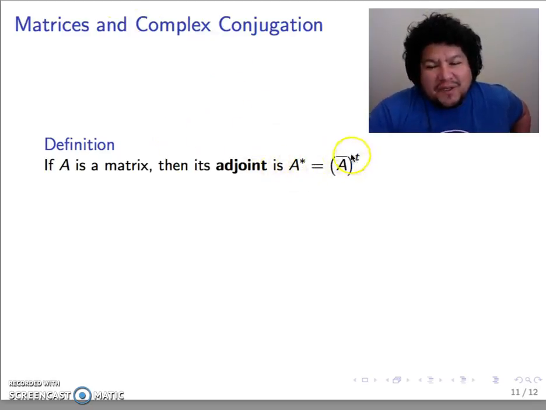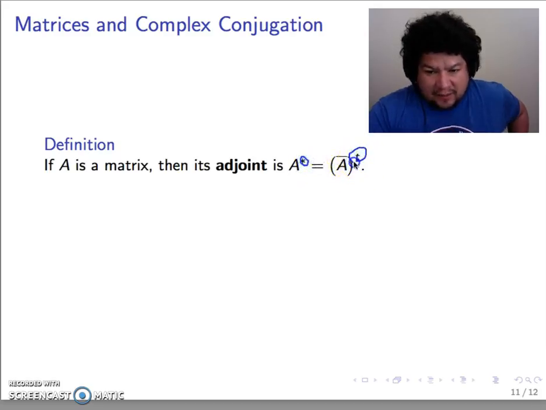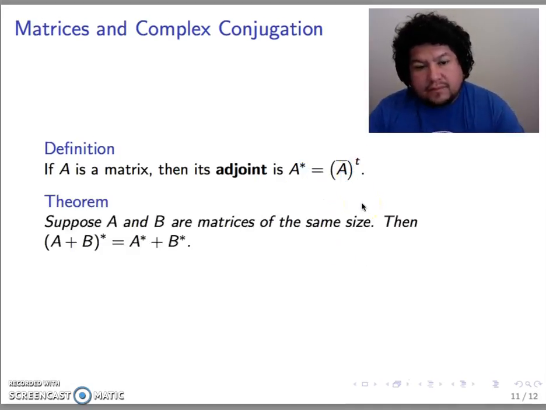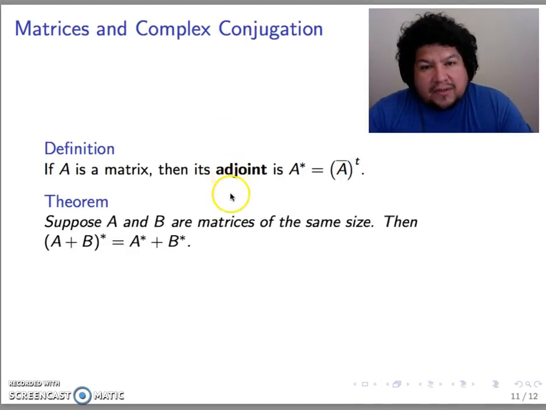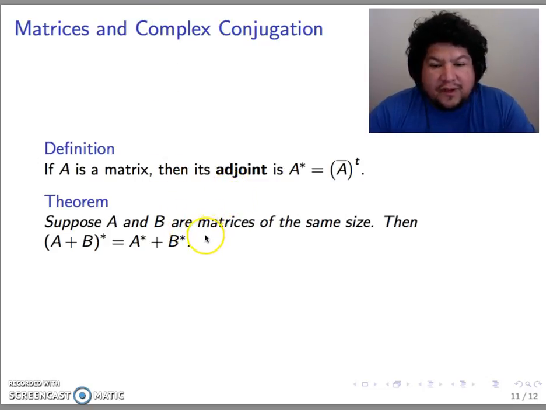It's very much in the spirit of transposition, but instead of using the symbol for transposition alone, this is denoted with a star. It involves taking the transpose of a matrix and also taking the complex conjugate of the entries of the matrix. Conjugation and transposition. So it inherits a lot of the properties of the transpose of a matrix and also properties of complex conjugation.